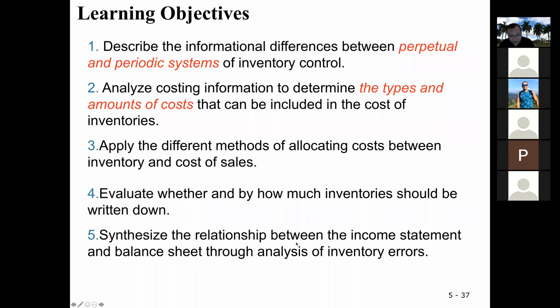And number 5, we're going to talk about the relationship between the income statement and the balance sheet. It's interesting: which item is on the income statement, cost of goods sold, and which is on the balance sheet, ending inventory. We want to see what the implications on the two financial statements are when there's an inventory error. So that's the learning objectives for this chapter. For most of it, you should already be quite familiar, so hopefully you'll find this chapter relatively easier.